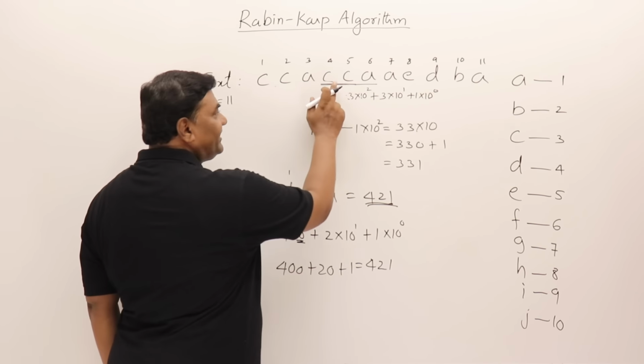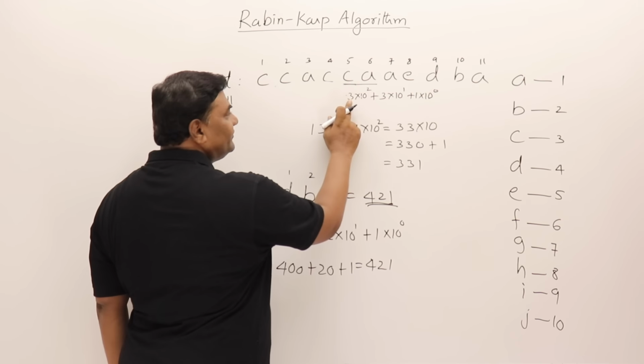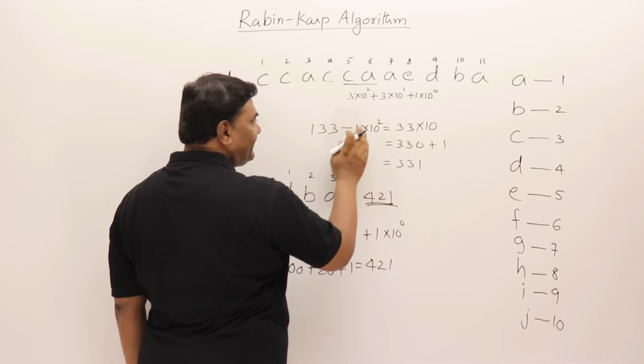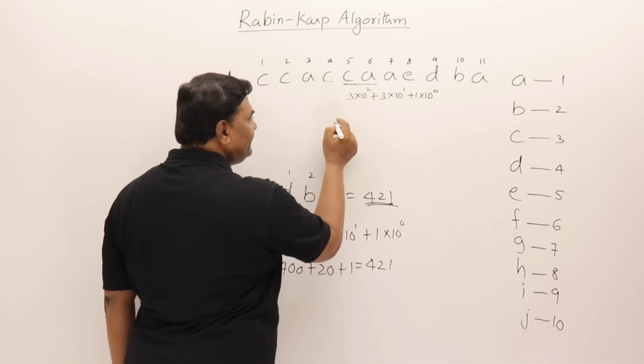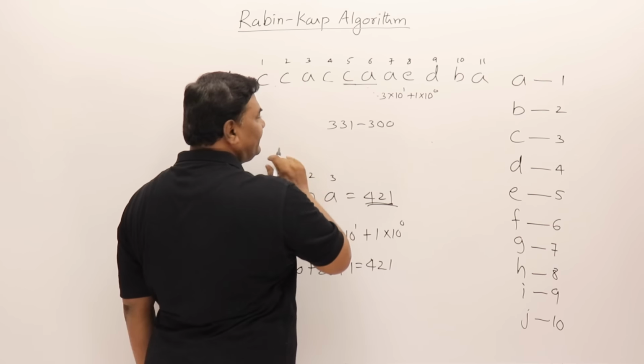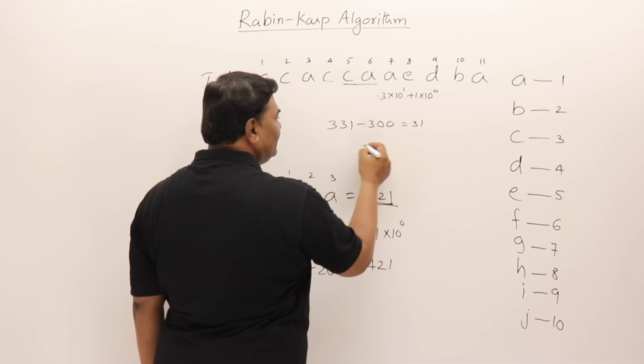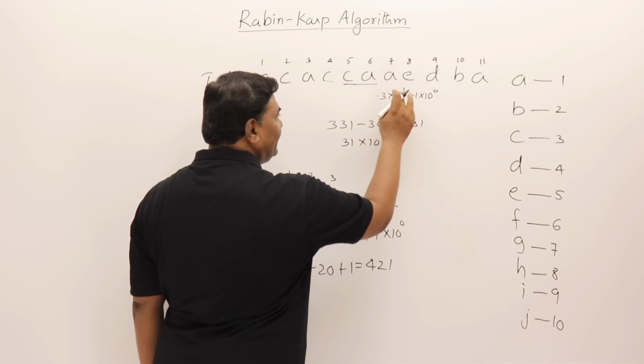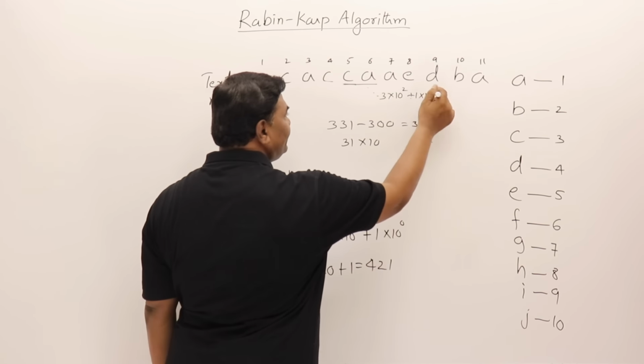So for that I should remove this first alphabet. So 3 into 10 square, 300, I should subtract from here. So from 331, I should subtract 300. So this is subtracted, so I get 31. Now 31 should be multiplied by 10. So this becomes square and this becomes 1.